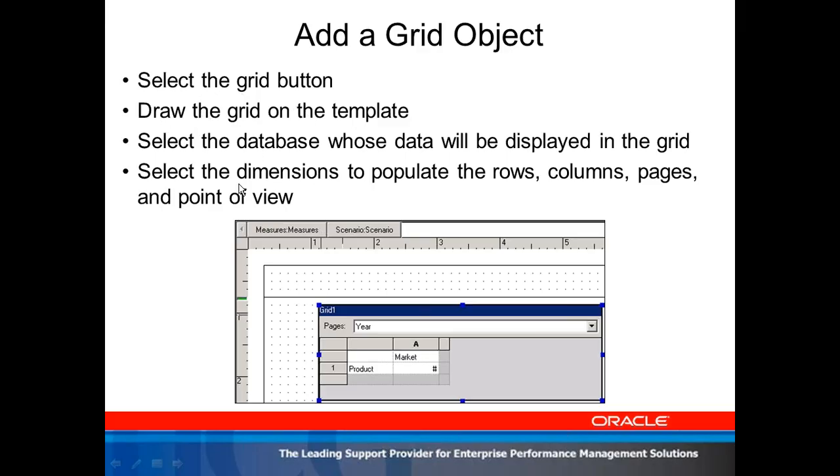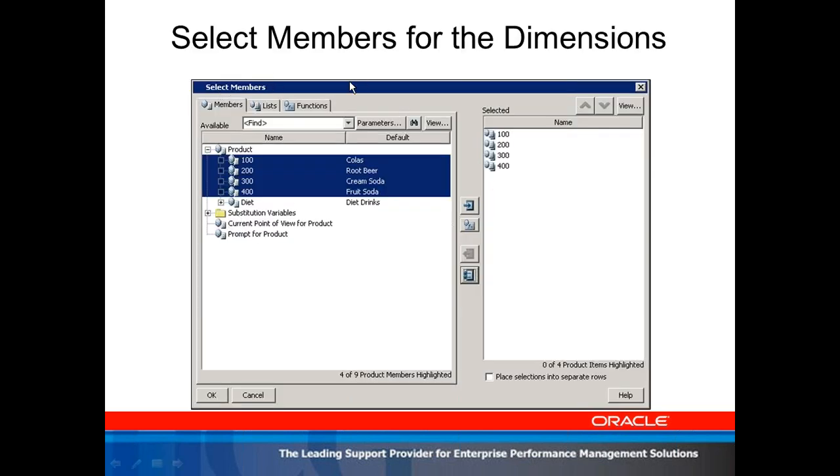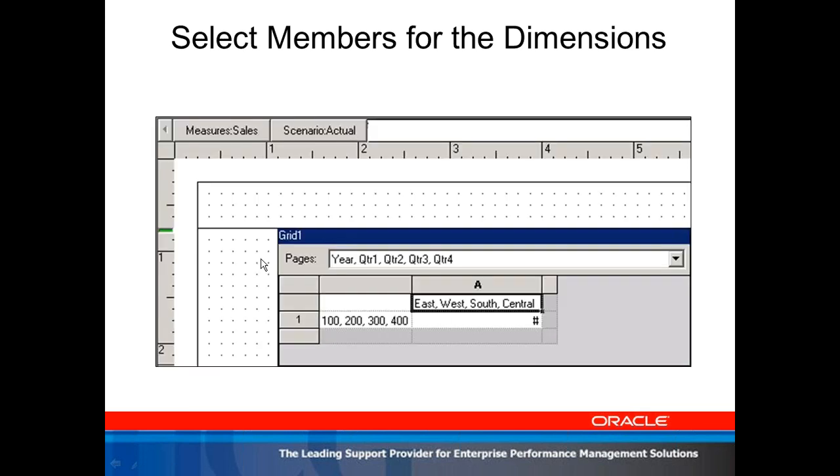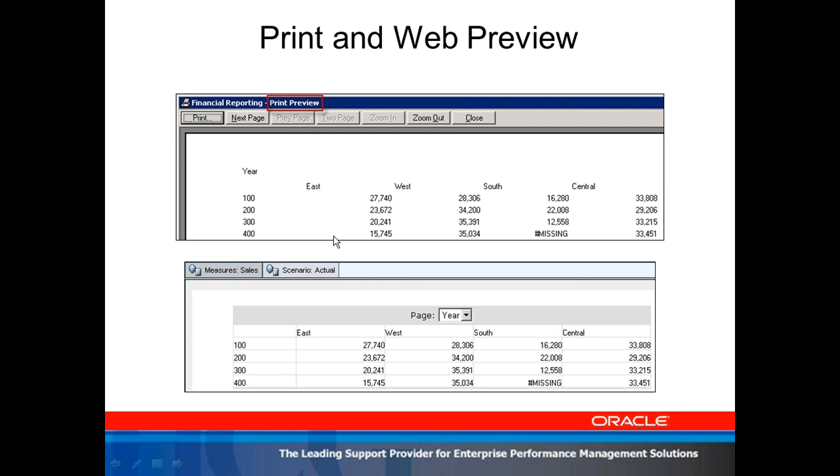Select the grid button, draw the grid on the template, select the database, select the dimensions to populate the rows, columns, pages, and point of view. And then you select members for those dimensions as necessary, putting all the members in one row, or as you see down here, you can place the selections into separate rows. But there's a long story as to why you would want to do one as opposed to the other. And ultimately you come up with something. I think this is pretty much the same thing I created live.